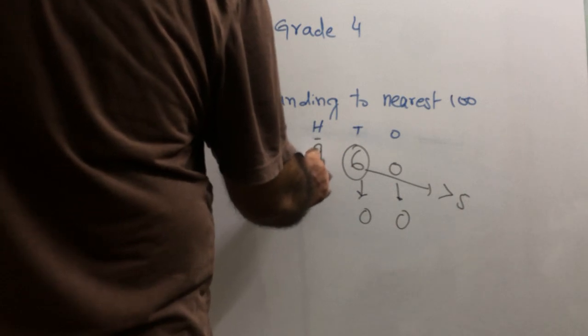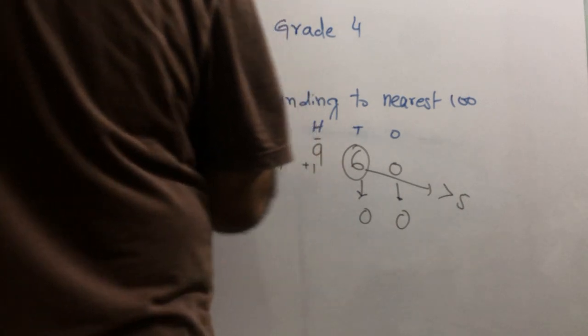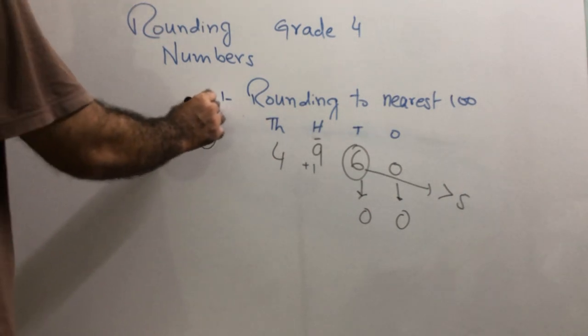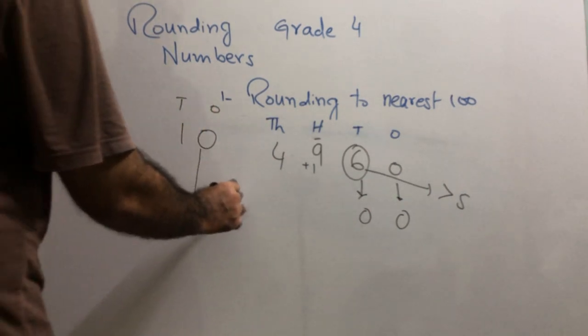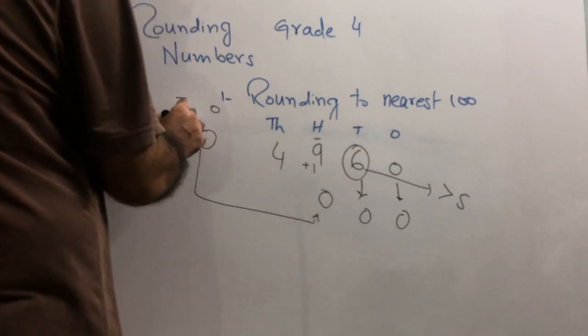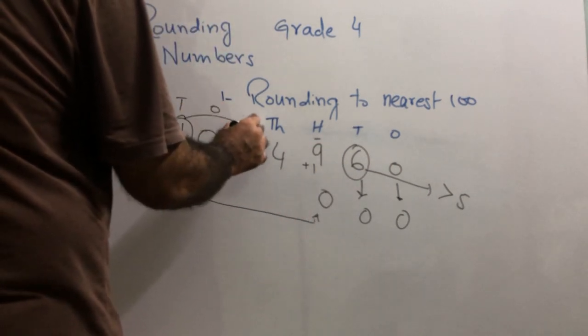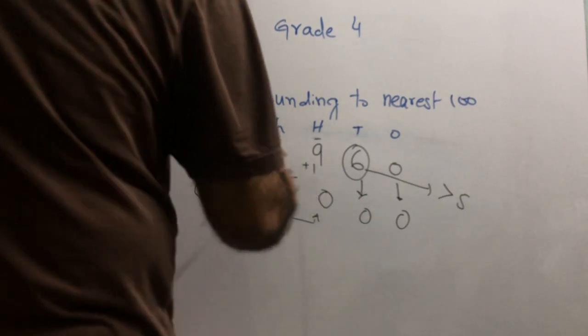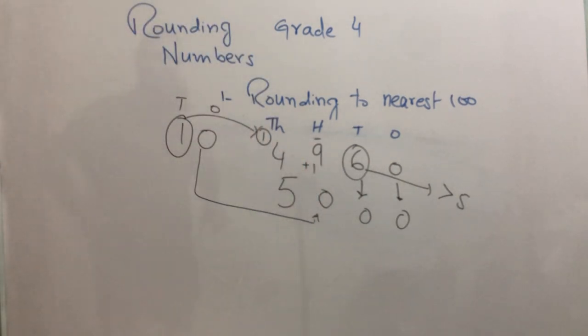We'll add 1 here. It becomes 9 plus 1, 10. Now keep in mind, this is 1, this is 0. The 0 will be occupying this place, and the 1 will be carried forward to this 1000 place. 4 plus 1 becomes 5. So 5000 is the answer. Our original number was 4960.